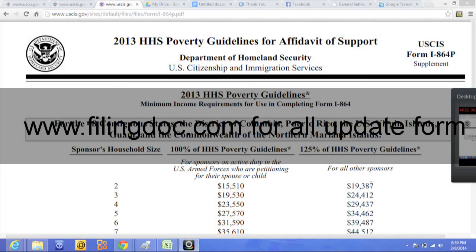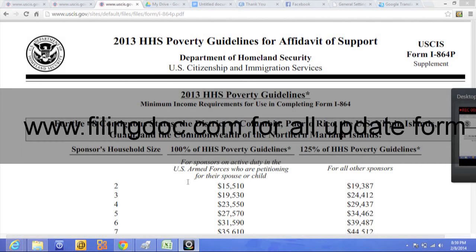So you don't have to worry. There is a way to solve this problem. But first of all, be sure, let's see, your household size is 2. That means only you and 1 immigrant. So you have to have about 90,287. The middle column is only if you are in the U.S. Armed Forces. So if you are in the U.S. Armed Forces, it's going to be 15,510.